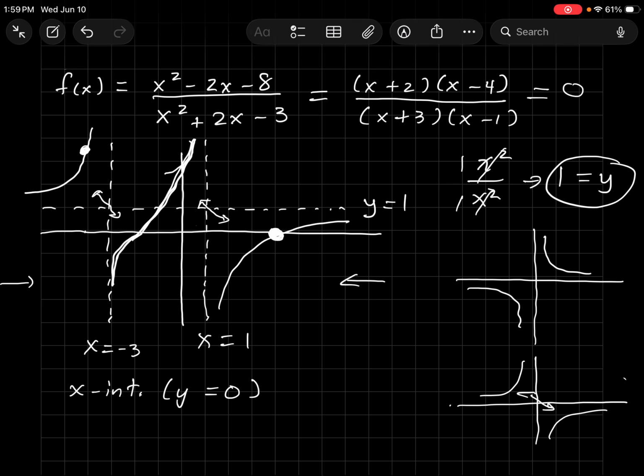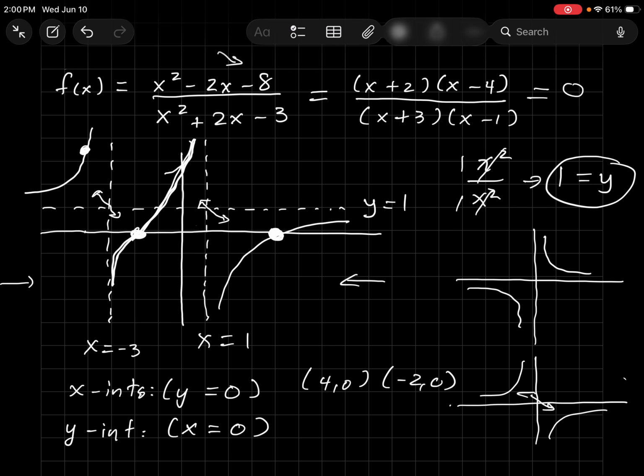So I have my x-intercepts at 4, 0 and negative 2, 0. So right about there. And the y-intercept when x equals 0, and this is one of the times when I plug into the non-factored form, because it's pretty easy to determine f of 0. Everything is 0 except for the parts that don't have an x, so I get 0, comma, 8/3.